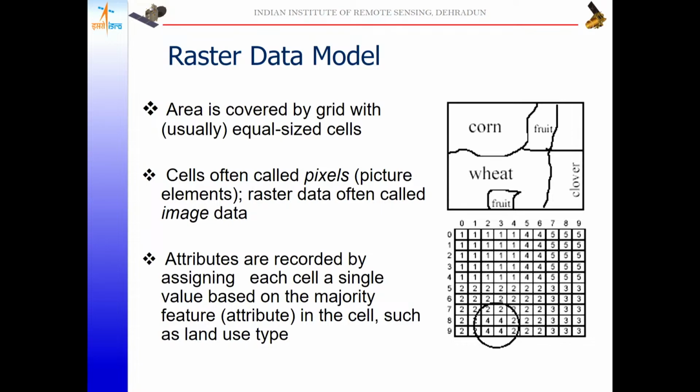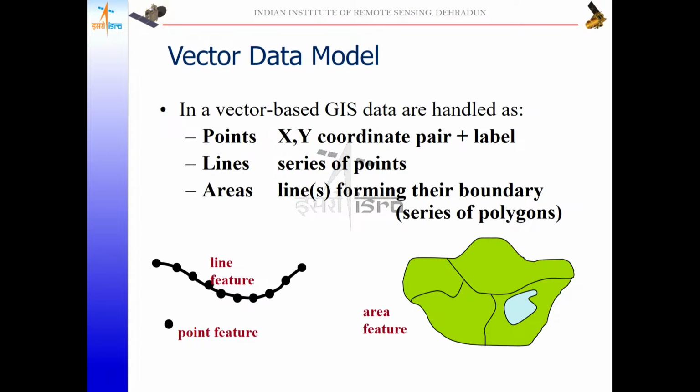So once we have scanned it, we have georeferenced it. Now what is the data model available to store the data? So in GIS there are two data models. One is raster data model and another one is vector data model. So raster data model is basically image format. It is in the form of image, and vector data model is in the form of point, line and polygon.